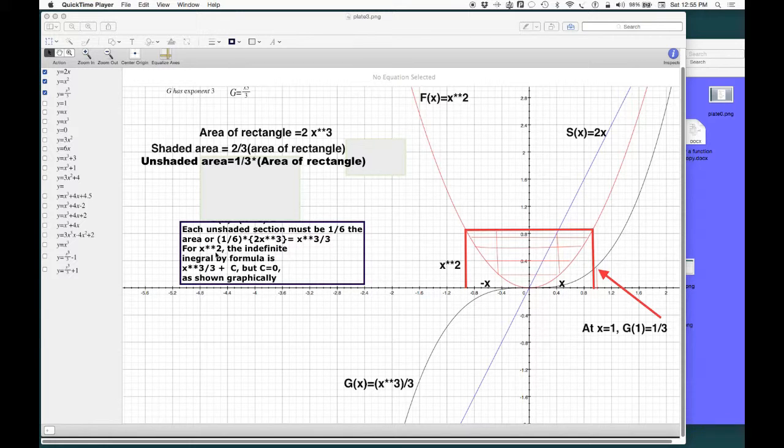For x squared, the definite integral by formula is x cubed over 3 plus c, but c equals 0. So this is as shown graphically.